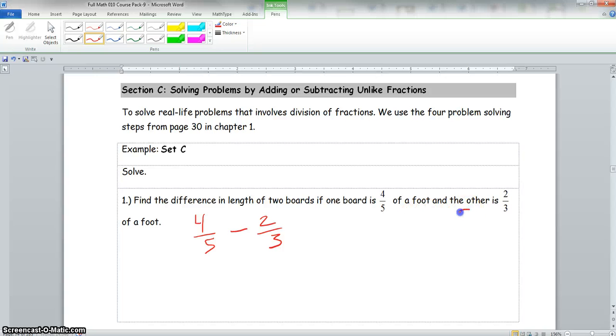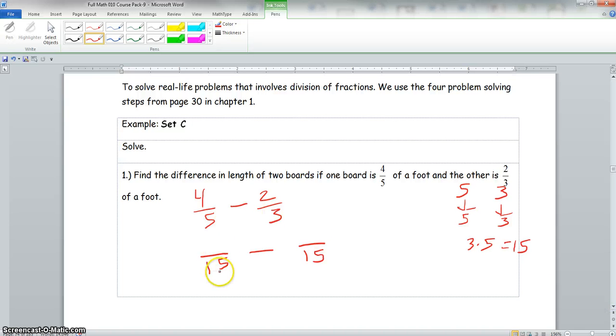Now we have to find our common denominator. We can go off to the side here. We have 5, we have 3. 5 is prime, and also 3 is prime. So we'll just multiply those two numbers together, and that will give us our common denominator. Our common denominator would be 15.